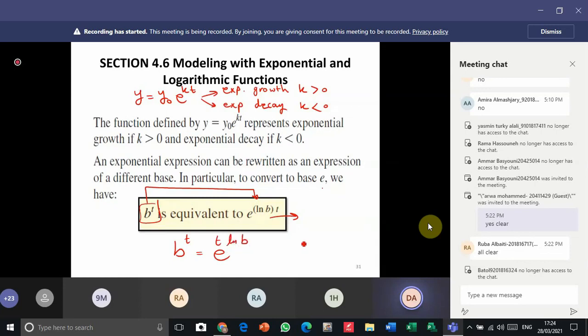For example, 2 to the power t, we can put it as e to the power t ln 2 like this. Or for example 5 to the power t is equal to e to the power t ln 5 like this. This is the same.